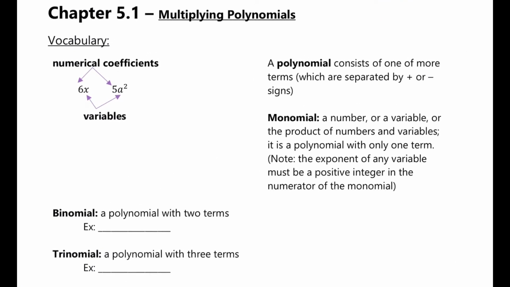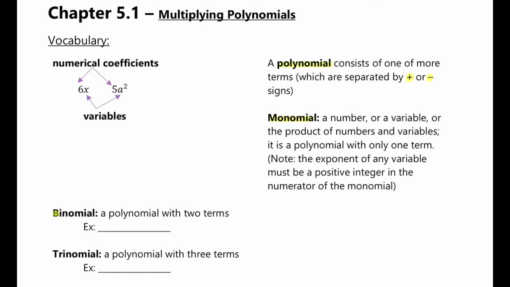First of all, we did a quick review on polynomials, and we talked about how a polynomial consists of one or more terms which are separated by plus or minus signs. And also, a monomial is a number or a variable, or the product of numbers and variables. It is a polynomial with only one term.